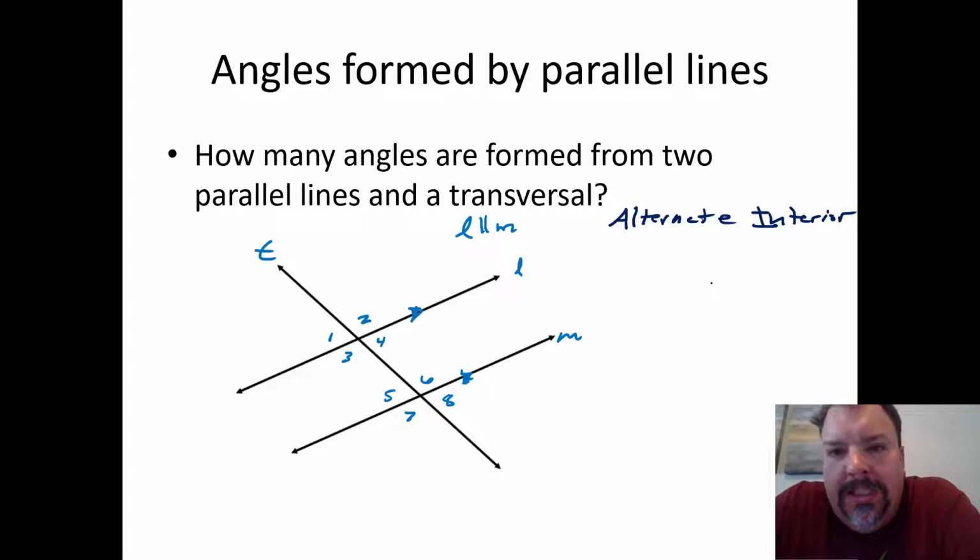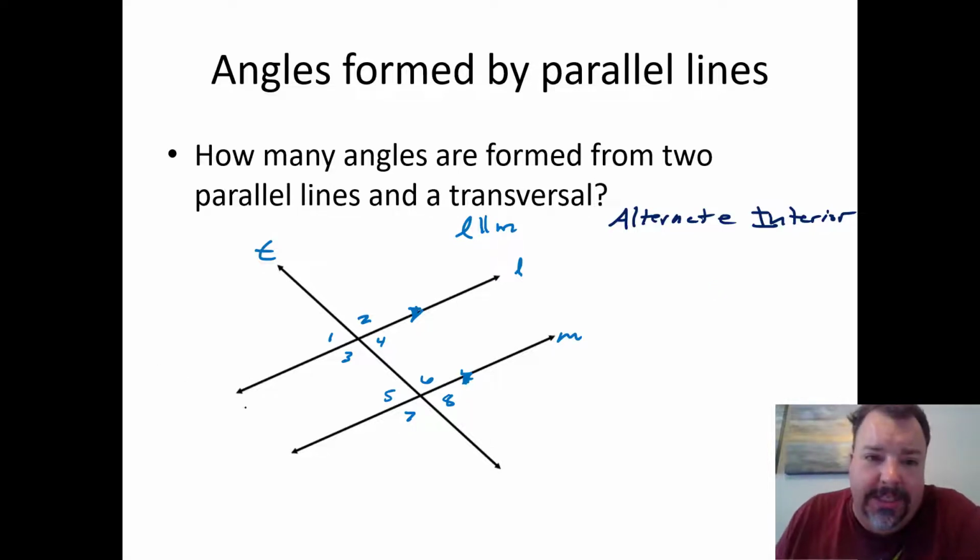Let's think about what the phrase alternate interior can mean. So let's take interior. What does interior mean? Okay, well, interior means inside. What angles are inside? What are they inside of? What angles are inside? If you said 3, 4, 5, and 6, you're right. Those angles are inside the parallel lines. So when we're talking about alternate interior angles, we're talking about the angles that are first off inside the parallel lines, or enclosed. So you can see here 3, 4, 5, and 6 are kind of inside the parallel lines.